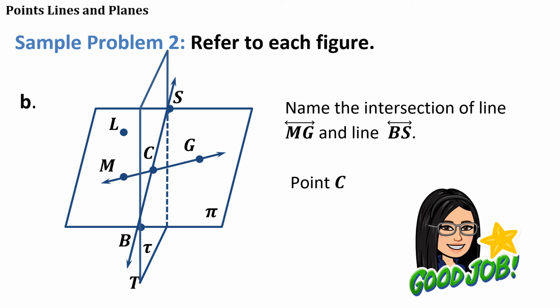If you said that they were touching in point C, you were correct. That is our intersection, and an intersection between two lines is just 1 point.